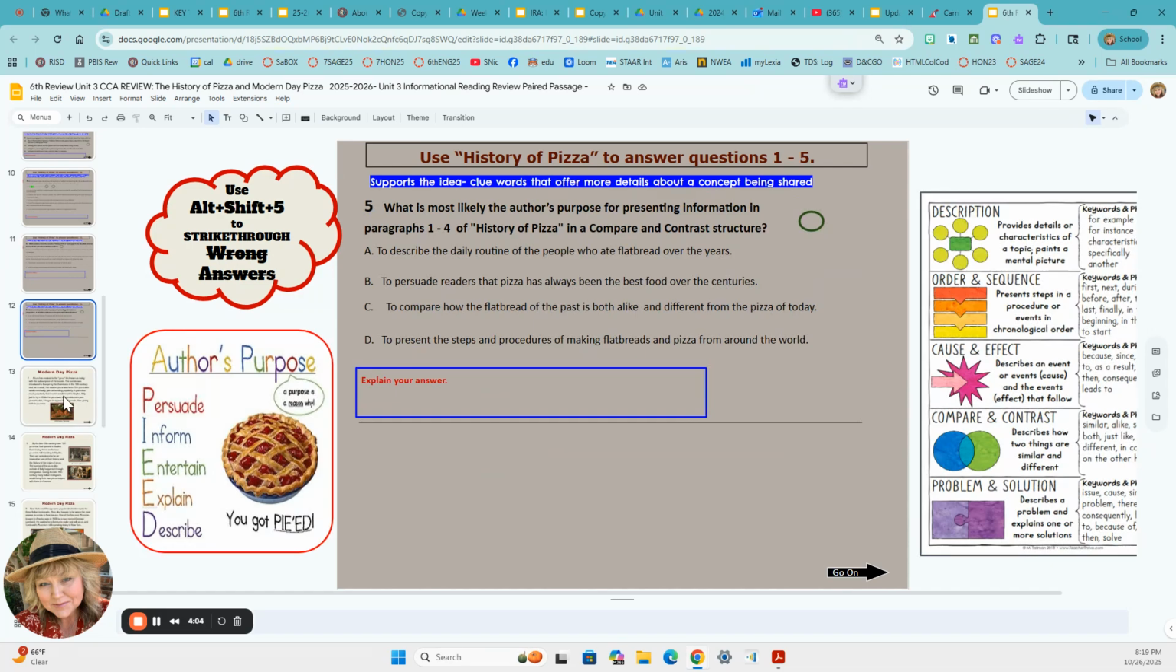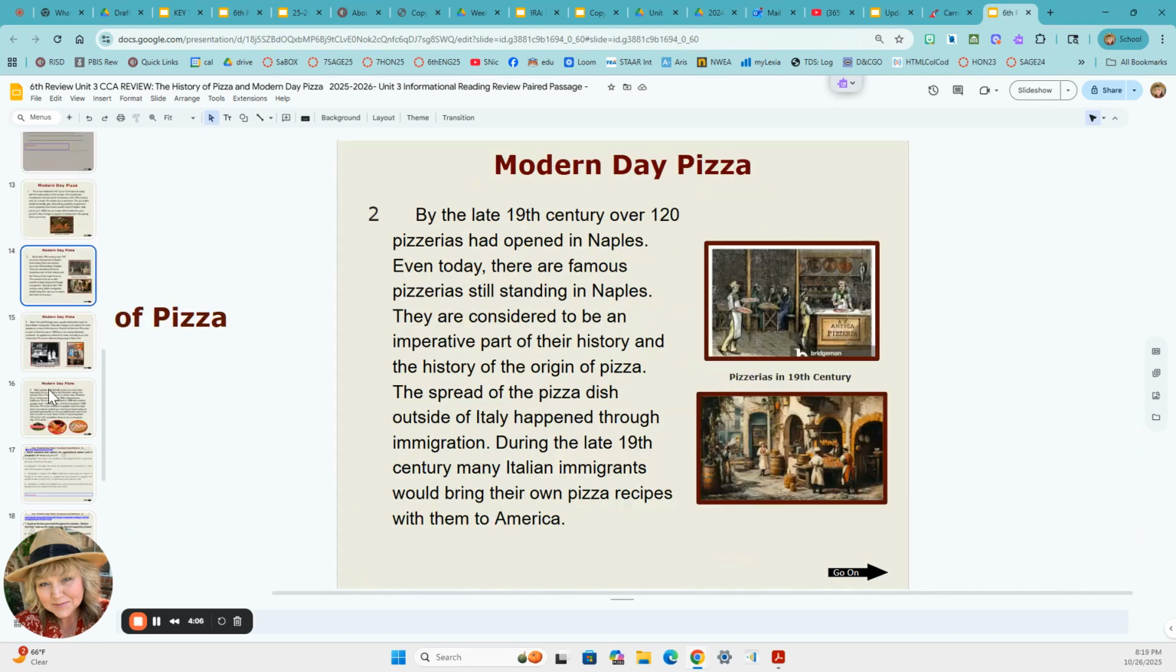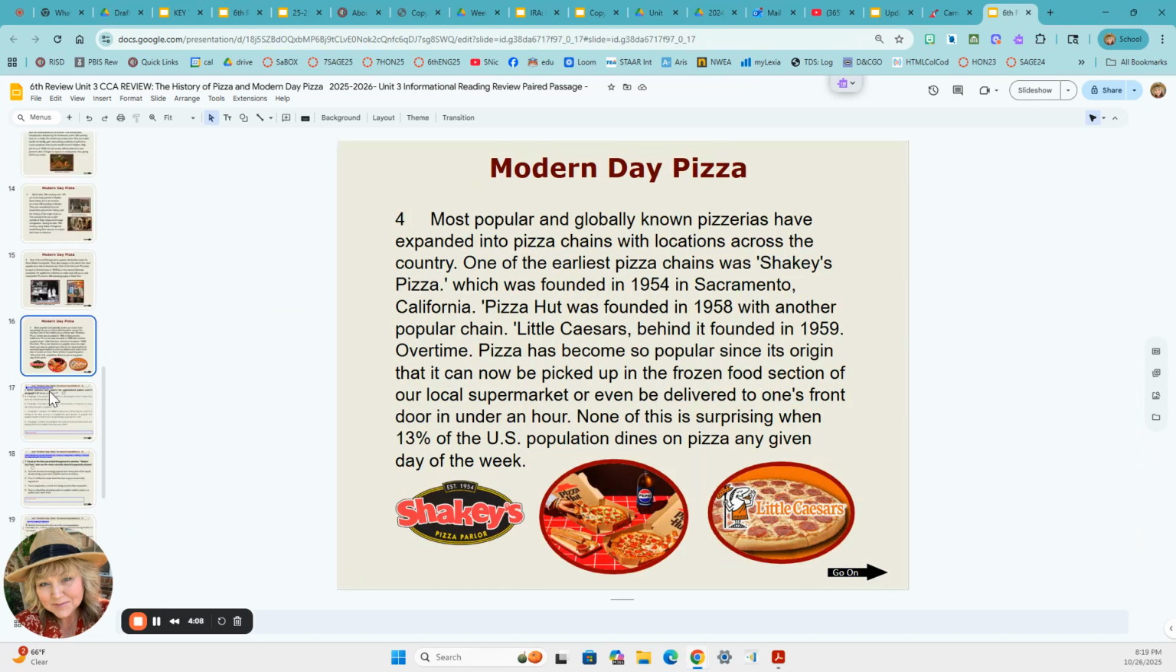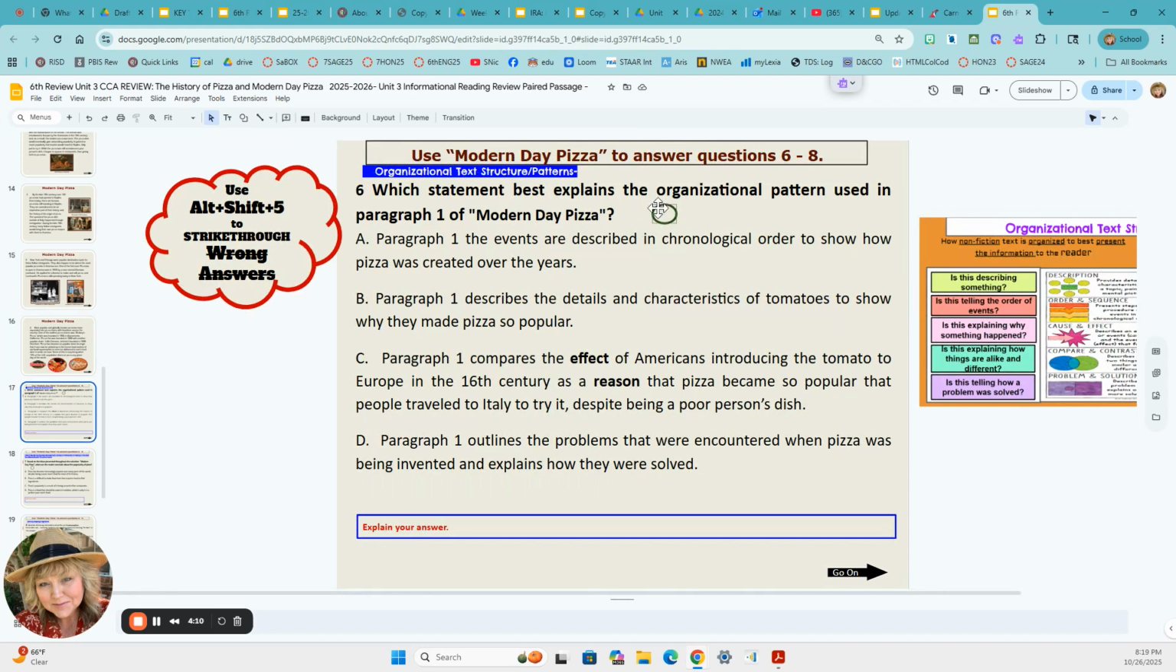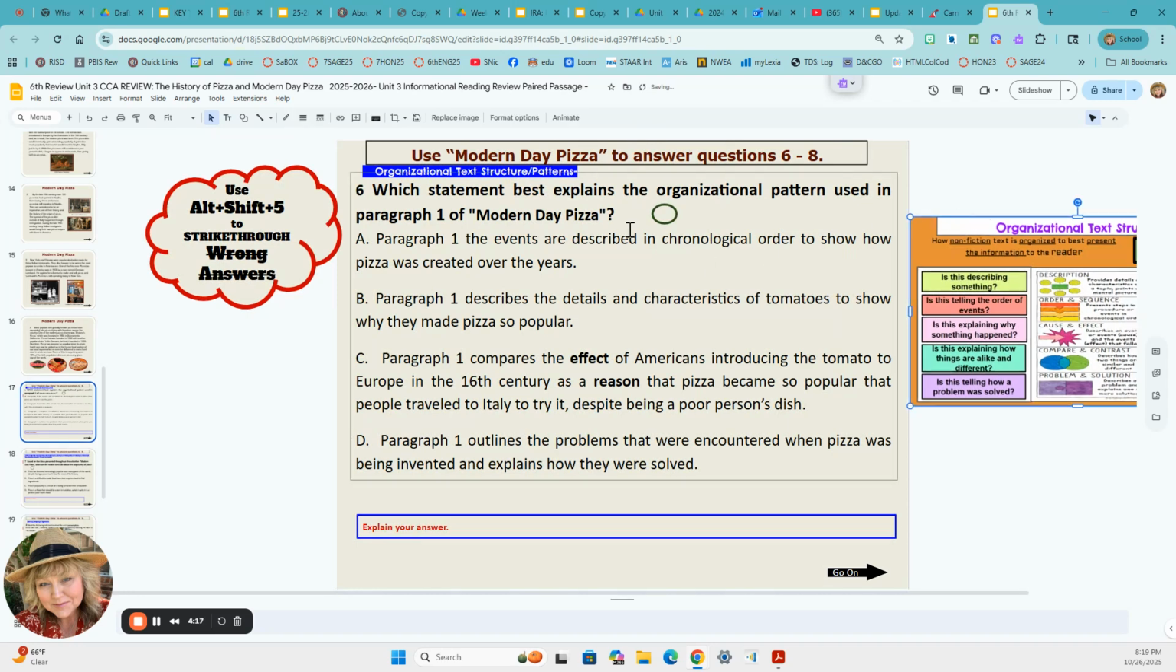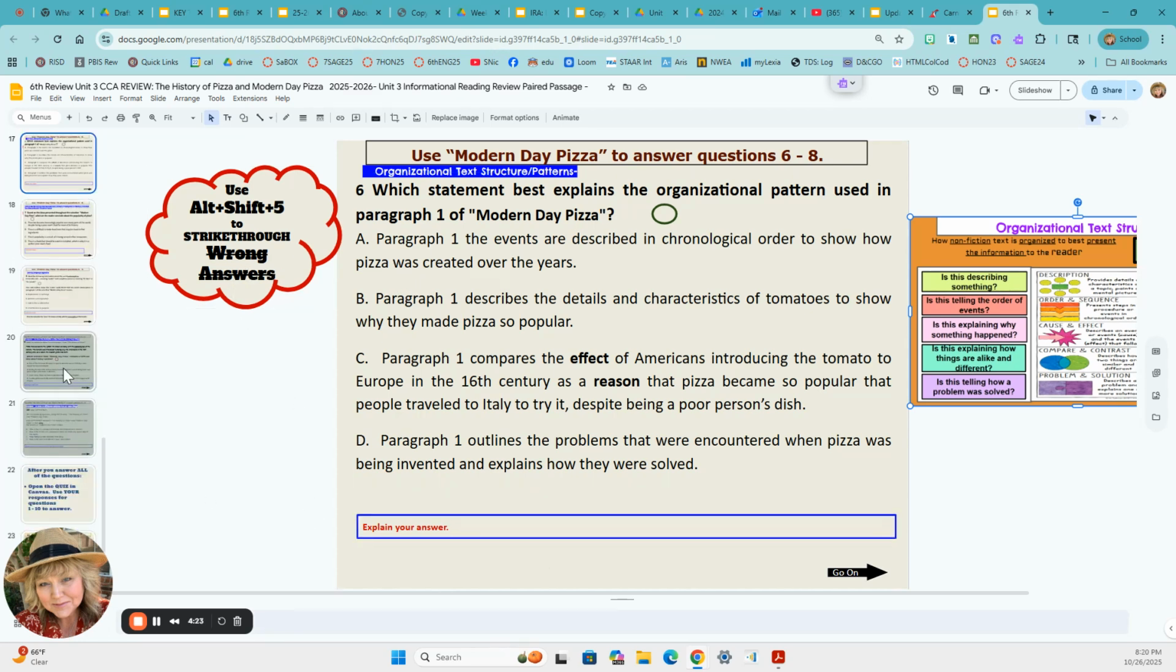Questions 1 through 5 are for the first story. The second story is Modern Day Pizza. Read through this. Answer your questions. Again, same thing. Look for your helps off to the side. Use your circles to answer. Strike through wrong answers and explain it as you go.